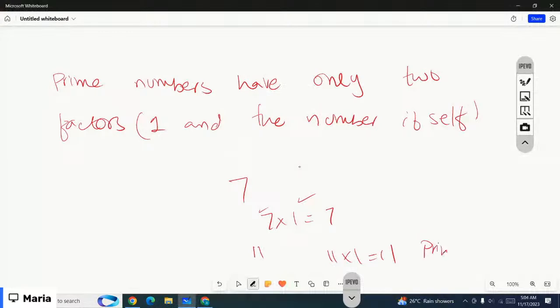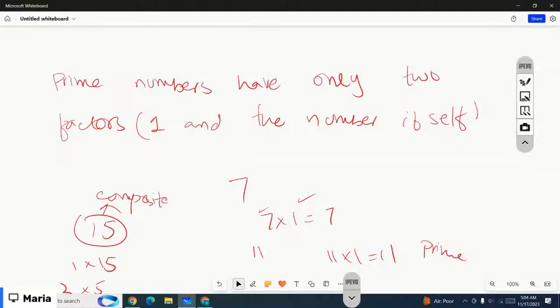Got it? Okay, for example, you have 15. 1 times 15. Do we have other two numbers that can make 15? Yes, 3 times 5 makes 15. So 15 is a composite number, right? Composite numbers are the numbers that are not prime. Okay, let's start with the practice questions.